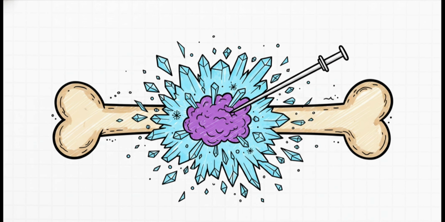Take a look at this incredible modern alternative to regular surgery, cryosurgery. In this treatment, doctors literally insert a hollow tube directly into the tumor and pump in liquid nitrogen or argon gas. They kill the cancer cells by freezing them to death. It is a remarkably precise, minimally invasive way to stop bone tumors in their tracks.